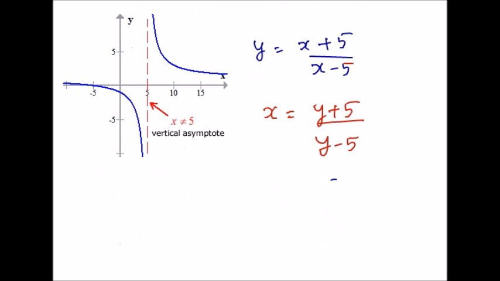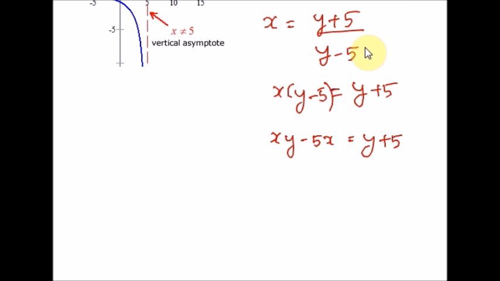Now multiply both the sides by y minus 5. So we will get distribution. So x times y is xy and x times negative 5 is negative 5x. Shift this 5x to the right side and shift this y to the left side by subtraction. So I'm going to subtract y from both these sides and add 5x on both these sides.